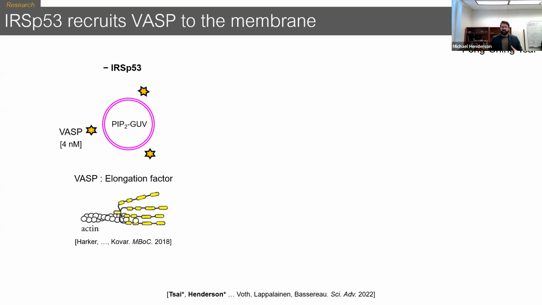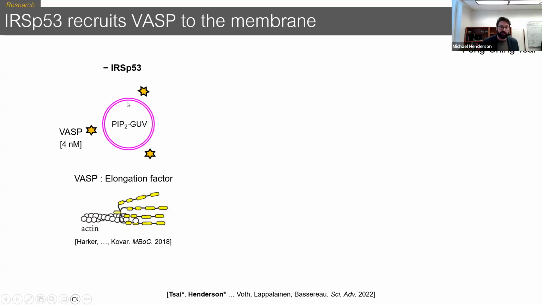We then wanted to ask the question, once you have IRSp53 localized, what is then the stepwise recruitment of the polymerase VASP? And does VASP even bind the membrane on its own? So we did this control experiment first where we take the GUV where we know it binds IRSp53.